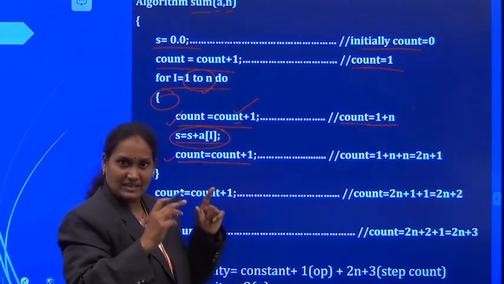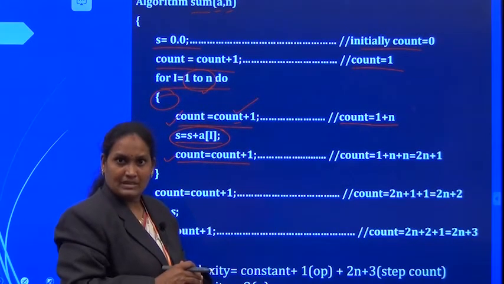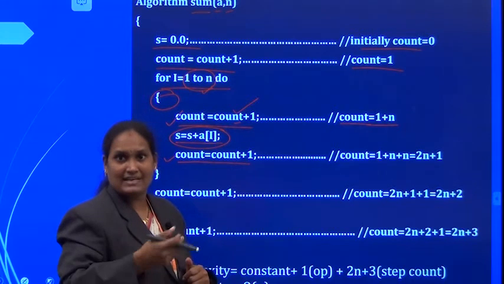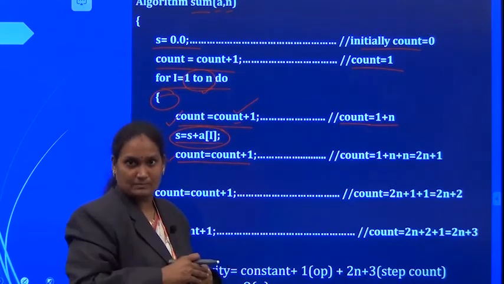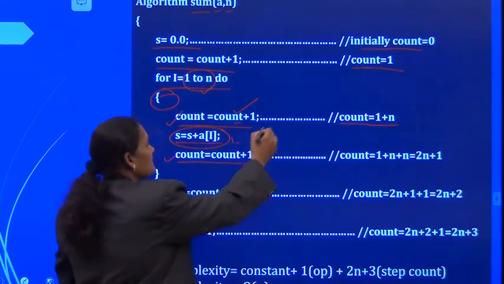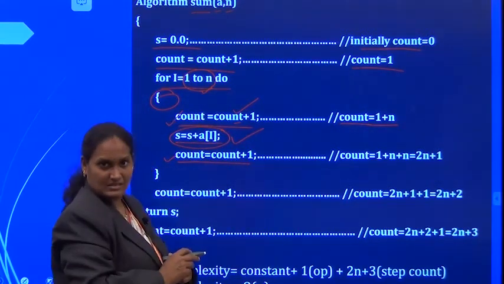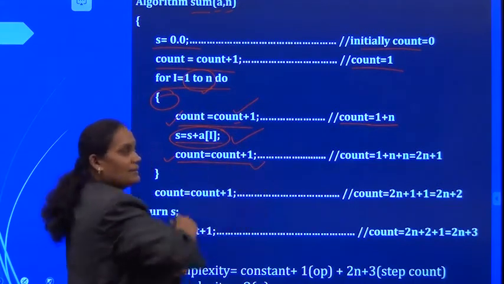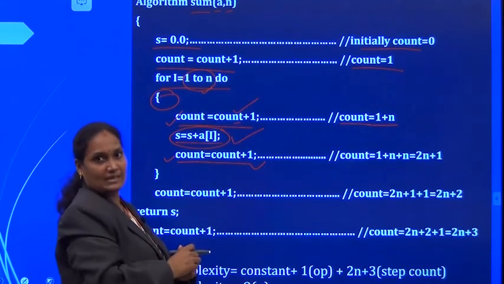How many times does that particular statement execute? It also executes for n times, since it is present within the loop. Since the for loop opens for n times, this statement also executes for n times. So how many times is count incremented? n times the count is incremented.